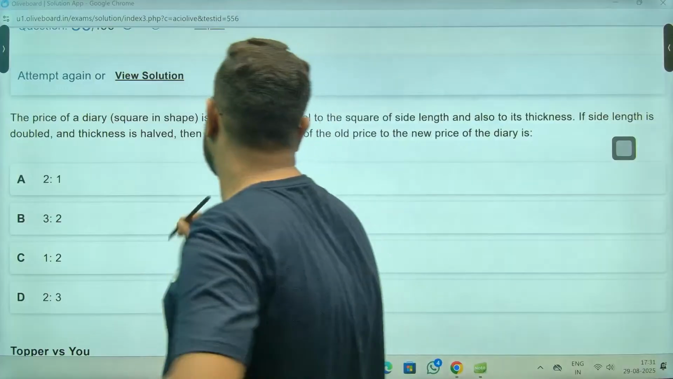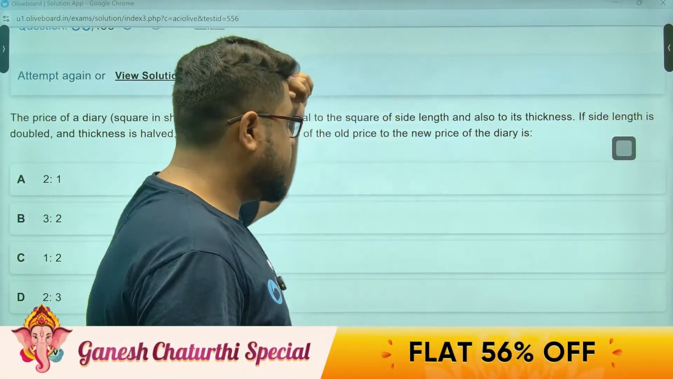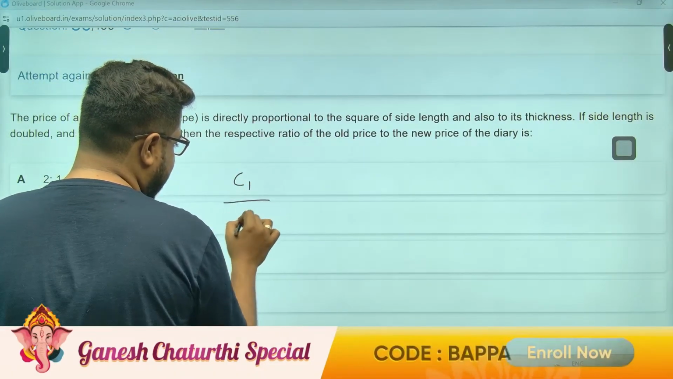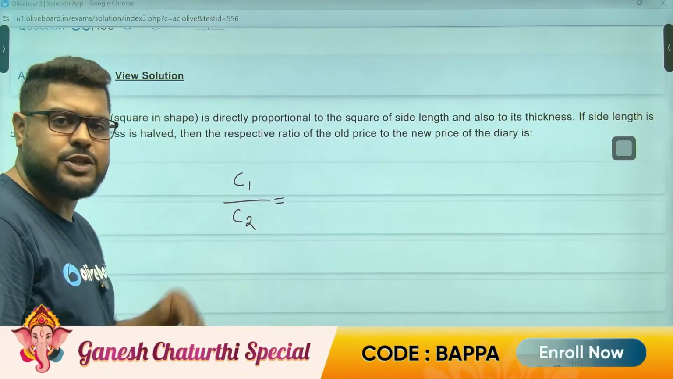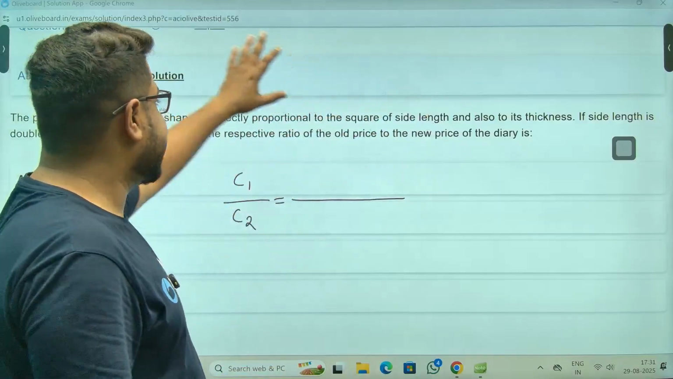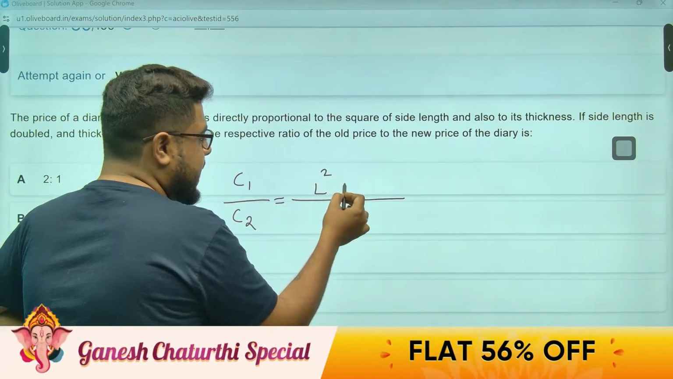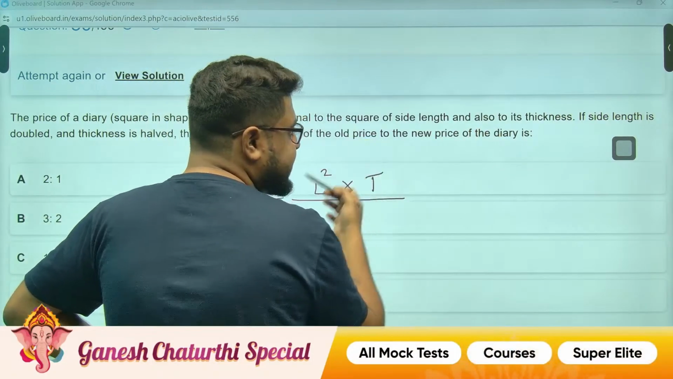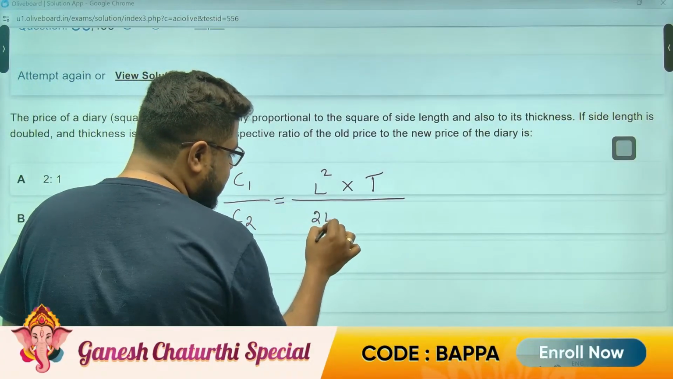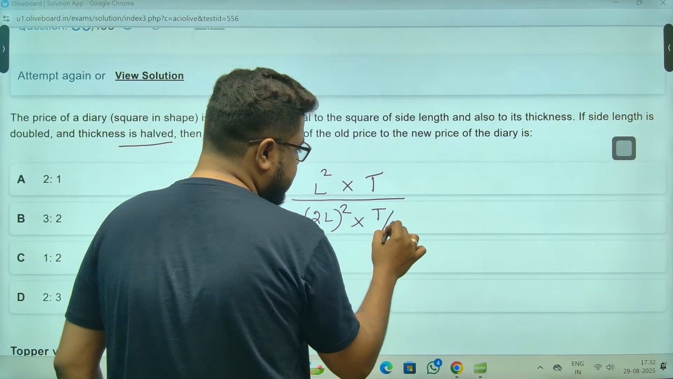Price of a diary is directly proportional to the square of the side length, and also to its thickness. In these situations, take the ratio, cost 1 by cost 2 or price 1 by price 2, anything you can do. In that case, I don't need to take any variation sign. Directly to the square of the side length, length square into thickness. Now, second situation: side length is doubled, so it is now 2L square, and thickness has been halved, so thickness is T by 2.